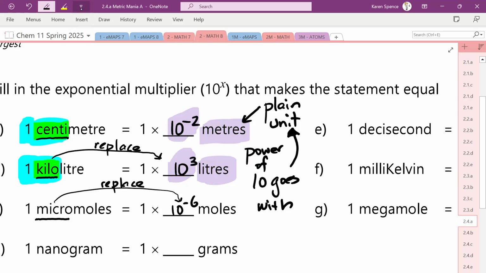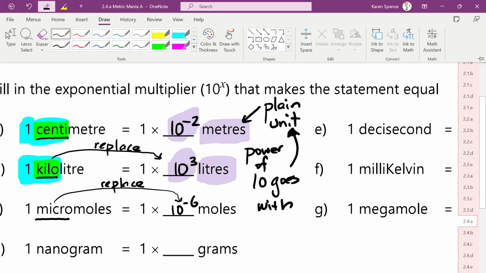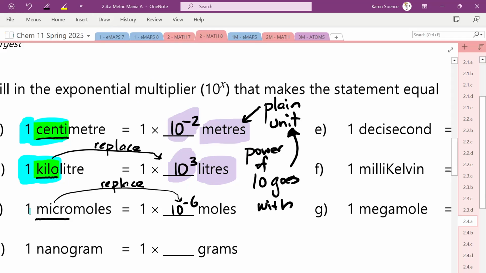And you'll notice, where did the 1 go? The 1 goes with the prefix. And the power of 10 goes with the plain unit.